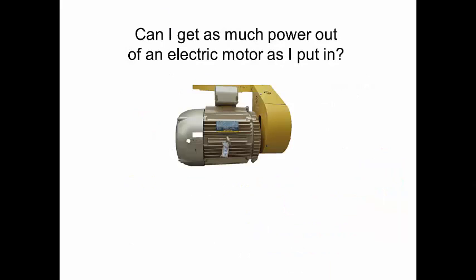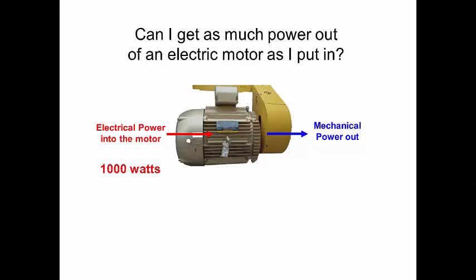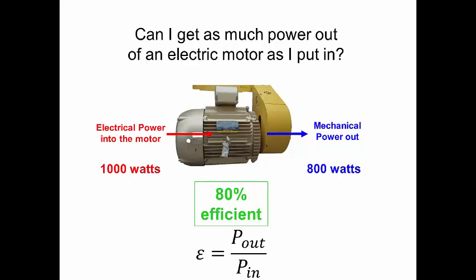Can I get as much power out of an electric motor as I put into it? Here's an example of a motor. If I put electrical power into the motor, that spins the motor inside, and that is converted to mechanical power out of the system. If I put 1,000 watts into this motor, and I get 800 watts out as mechanical power, then my motor has an 80% efficiency. So I can calculate the efficiency of any motor or of any system as the efficiency being equal to the power out divided by the power in.